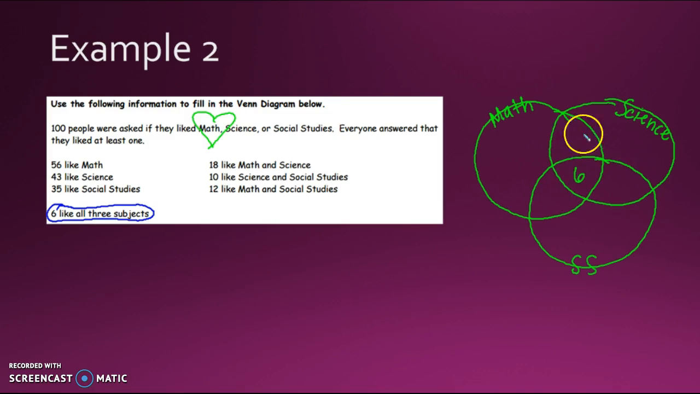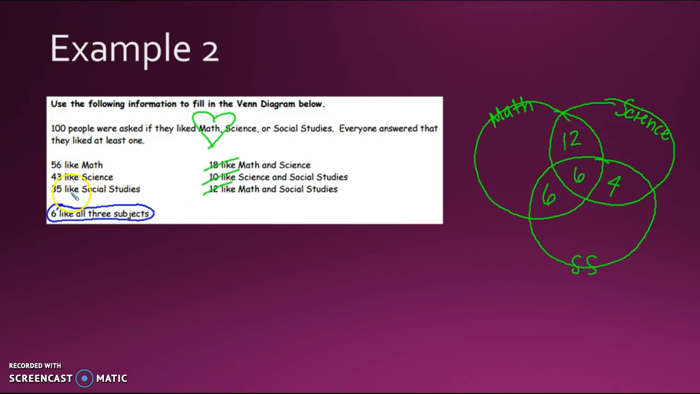Well, next we have the overlapping between 2 subjects, like the 18. So 18 like math and science. Well, 18 is going to go in these 2 sections, but 6 is already in the middle, so 18 minus 6 gives us 12. Alright, so that one's done. 10 like science and social studies. Well, here's my science and social studies, so 10 minus 6 gives me 4. Then we have 12 that like math and social studies. So 12 go in these 2 sections. 12 minus 6 is 6.